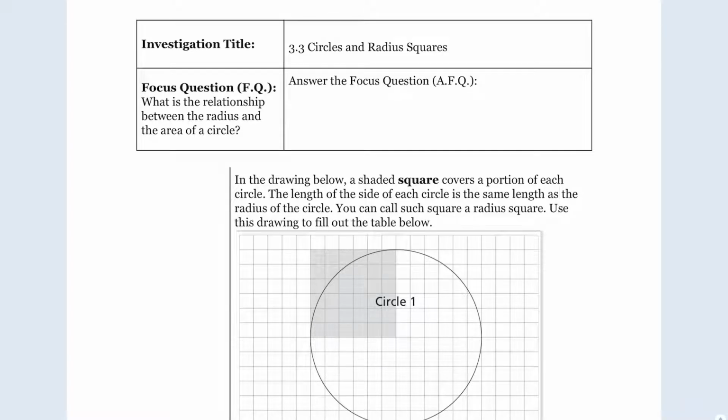More specifically, if you read the focus question, what is the relationship between the radius and the area of a circle? Much like the previous lesson where we found the relationship between the diameter and its circumference, we're going to learn the relationship between a circle's radius and its area now, okay?